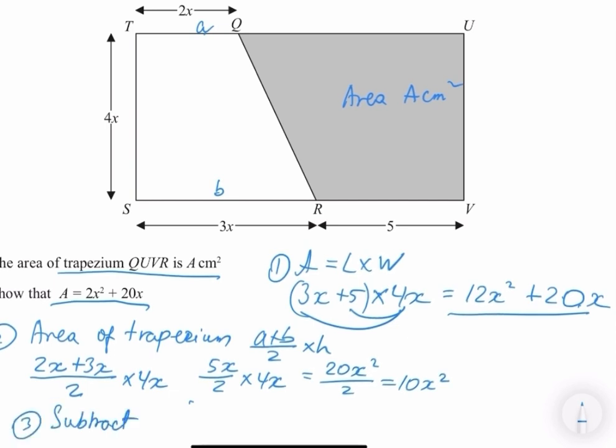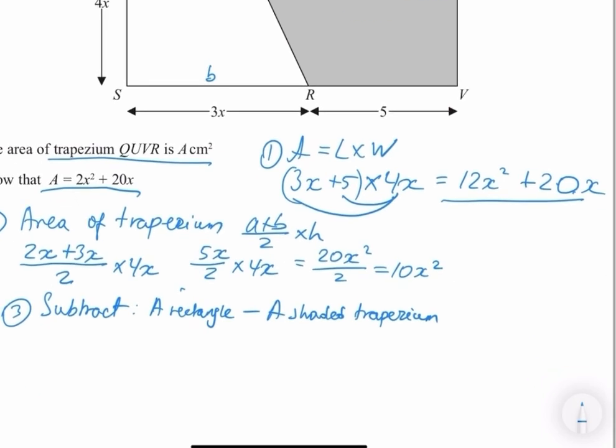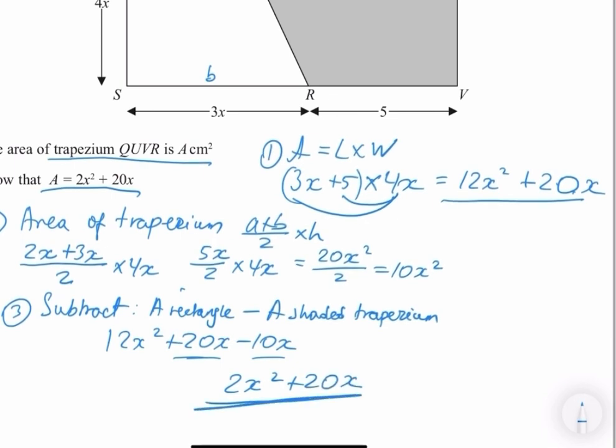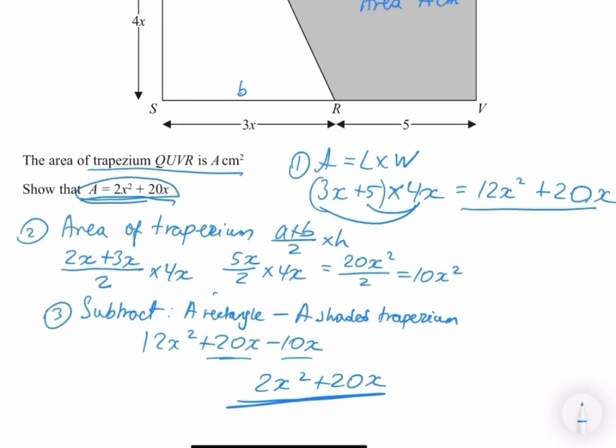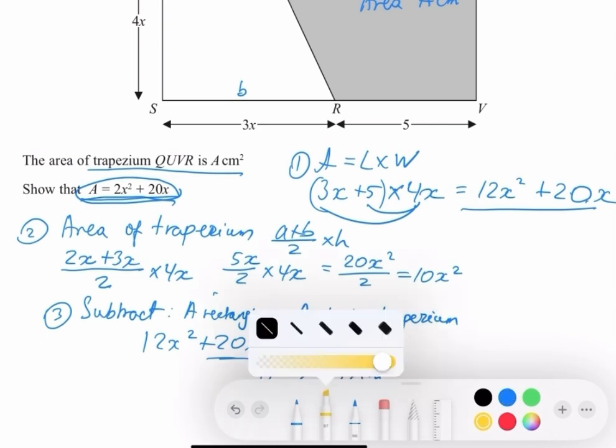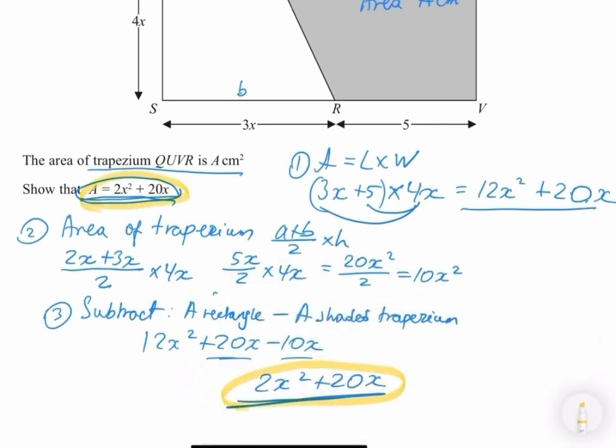Okay, finally, we're going to just take away the area of the non-shaded trapezium from the total area of the rectangle. Should be non-shaded trapezium, I said shaded. So 12x squared plus 20x minus 10x squared. And we will be left with the area of the shaded trapezium, which is 2x squared plus 20x. Exactly what they said, and we needed to show that. So here you go, we just showed that.